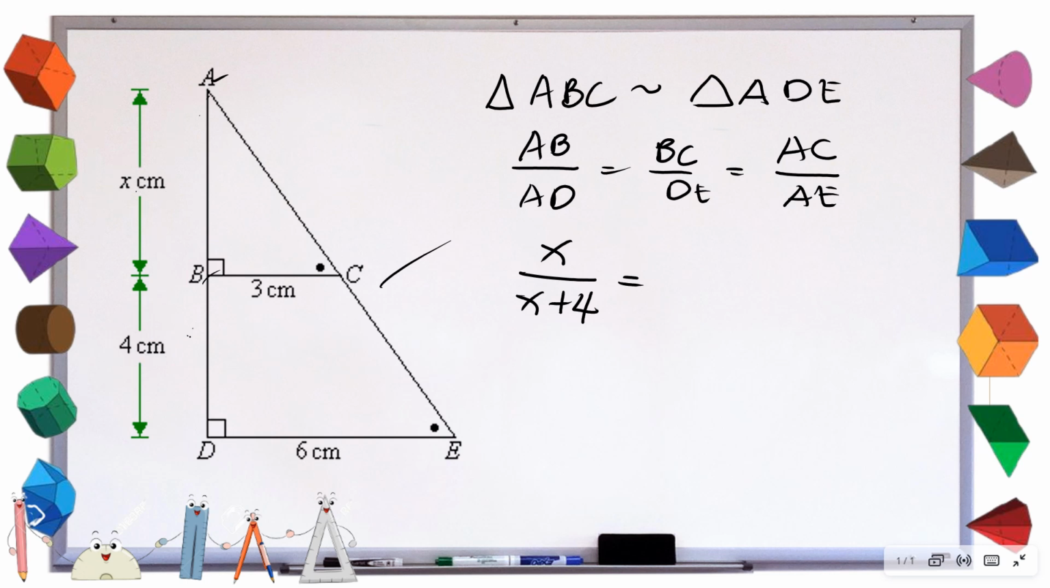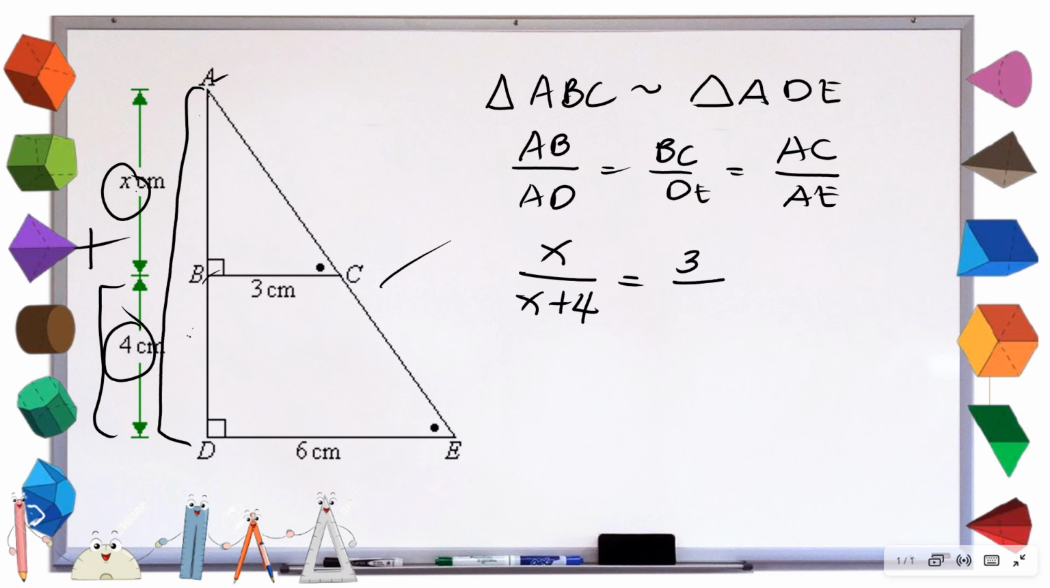So again, to find the value of your AD, this is the whole part of AD. This BD is 4, and then this part is X. So to combine them, of course, we add. That's why it's X plus 4. Then we have your BC, which is 3, and our DE, which is 6. Then we don't have any AC and AE. So we just need to find the value of X.